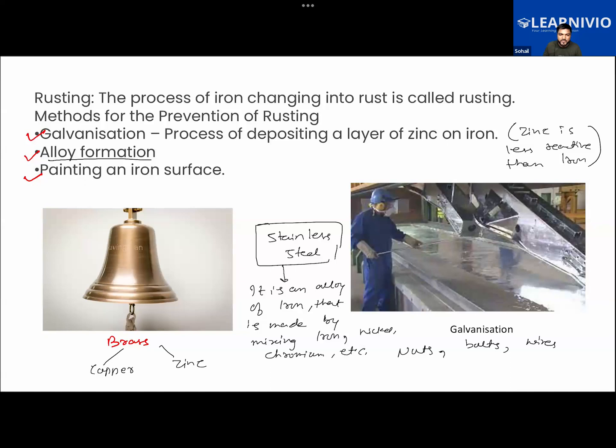Galvanization. Okay. We learned that stainless steel is an alloy which is formed by mixing iron with so many other things like nickel and chromium. When these things are mixed, then stainless steel is formed. Getting it? You understood how stainless steel is formed?